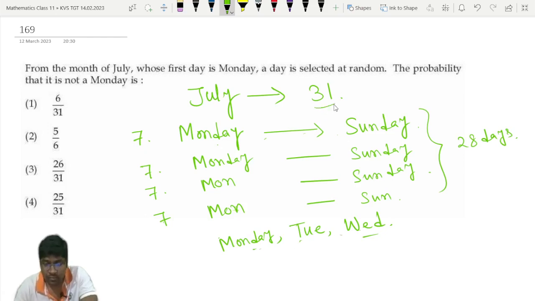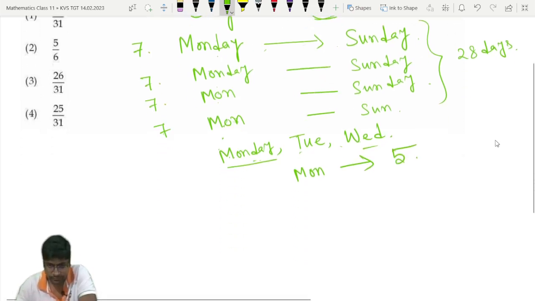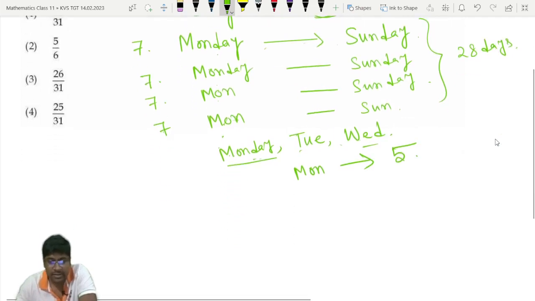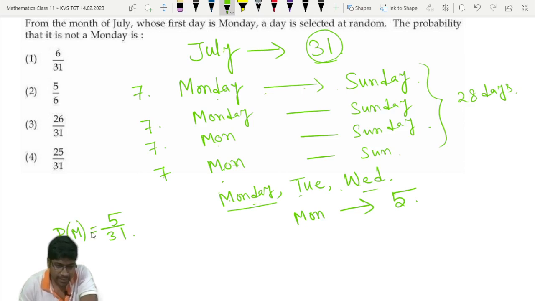So out of these 31 days, can you tell me what will be the number of Mondays? Now these 4 weeks will contain 4 Mondays and one more Monday is there. So total Mondays is 5. Now the probability that it is a Monday, what is it? That is 5 by 31. Probability of Monday is equal to 5 by 31.